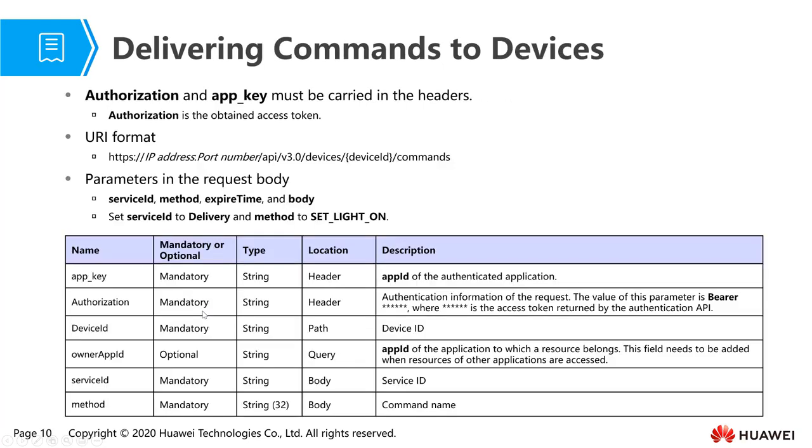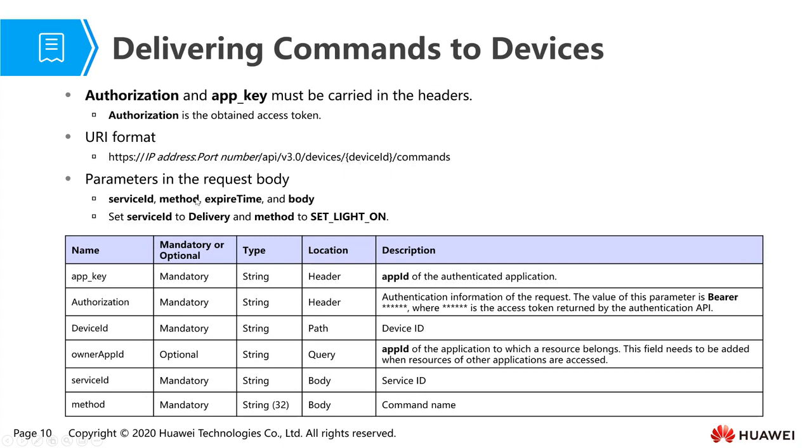Now, let me show you how to send commands to devices. The following table lists the parameters required for sending commands. Authorization and app_key are the headers in the request body. Authorization is the obtained access token. app_key is the key of the application. The URI format is as follows, including the device ID.